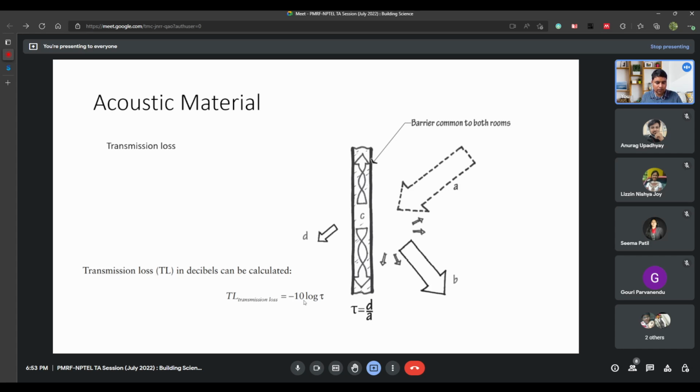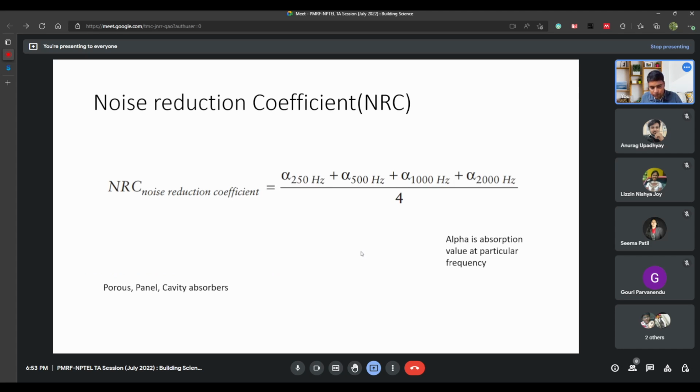So this transmission loss is calculated using the value tau, which is D divided by the point source A, and using tau you use this log calculation, minus 10 log tau, to find out the transmission loss. And there is also another simple measure called noise reduction coefficient.